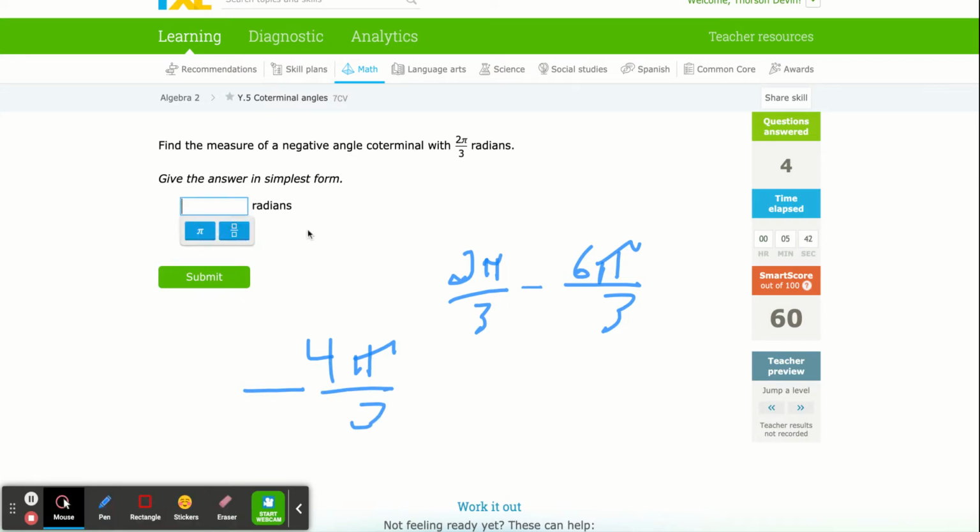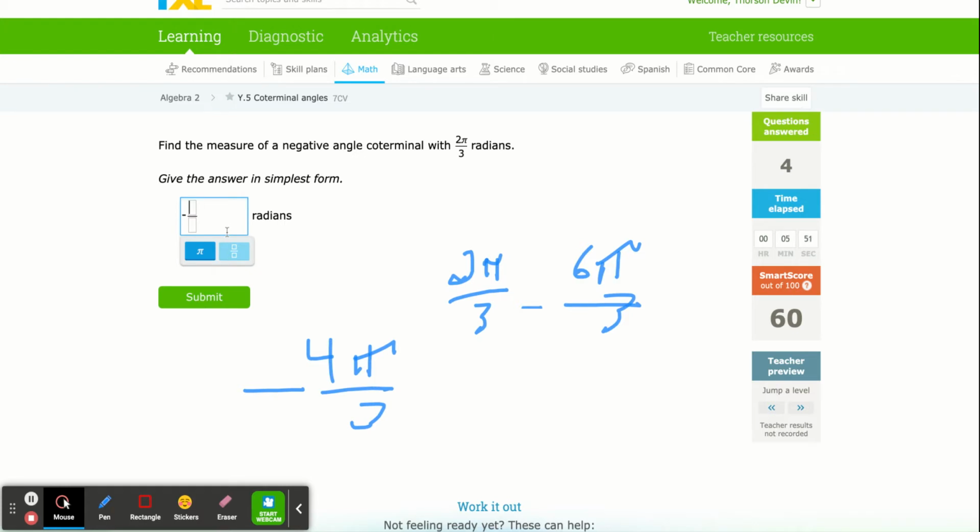If you have any questions on how to do this, please bring them to class. But just remember, you're adding or subtracting full rotations, either 360 for degrees or 2 pi for radian measure, until you get the type of angle you want.